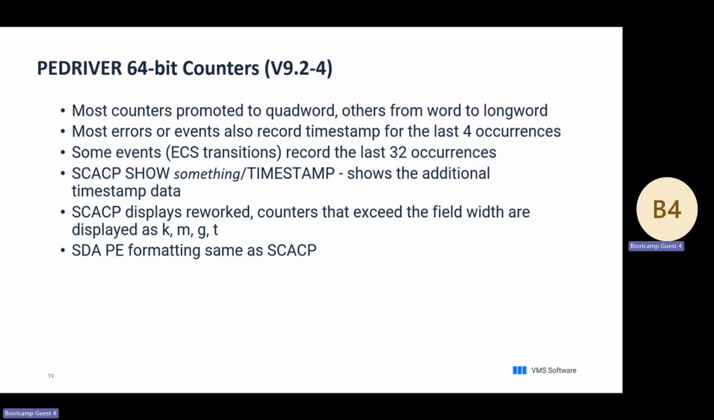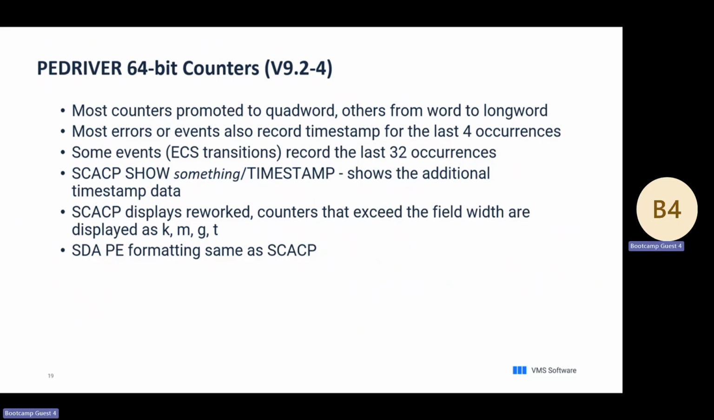So when you do an SCACP show command, like show bus or show IP or show channel or show VC, you can also specify /timestamp, and that will include the timestamps for any of the errors or events. So for each one of these things, not only do we increment the counter when one of these events happens, but we also have a clear counter value.